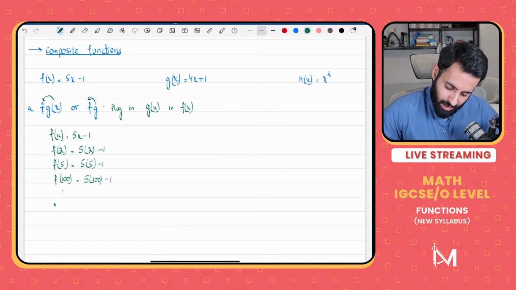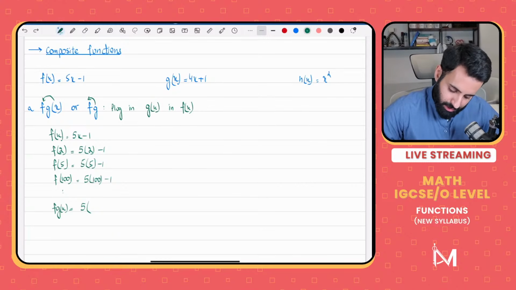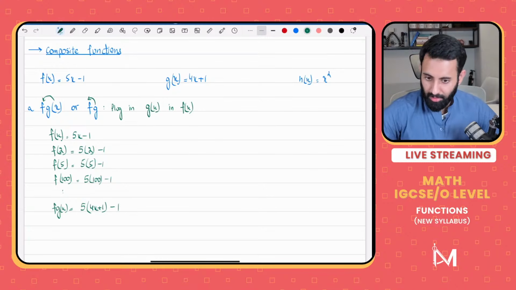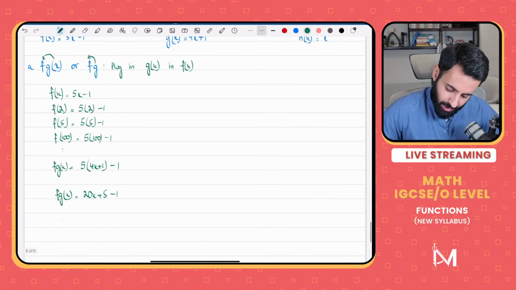But if the question is f of g of x, that means we will replace x with function g, and what's that? Function g is 4x plus 1, minus 1. Now we're going to expand and simplify. That's going to be 20x plus 5 minus 1. So the final answer is 20x plus 4.